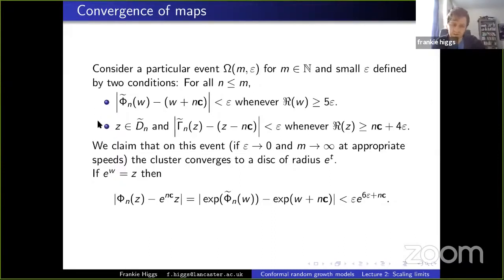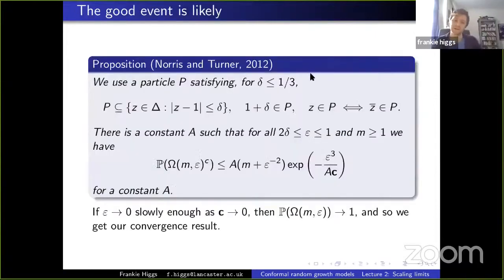So both of these say that the error, the difference between the map we actually have and the map we want, is small. It's a kind of standard thing to do, since the map captures the geometric properties. So we have this event, omega m epsilon, on which the cluster converges. And so the key proposition for showing that the cluster converges is going to be that this event has a high probability, a probability tending to 1 in the limit.